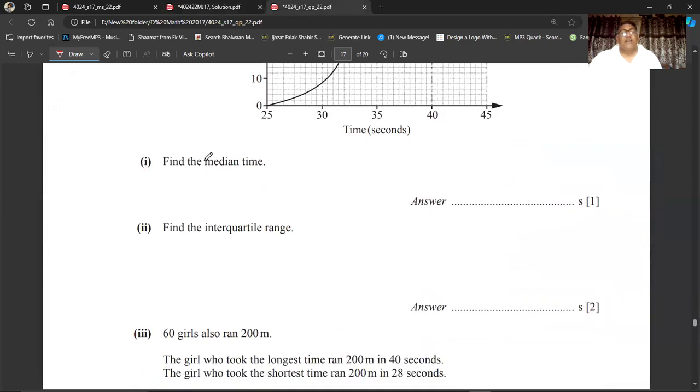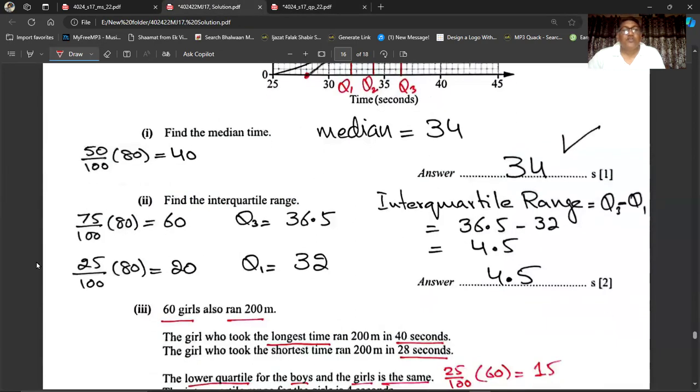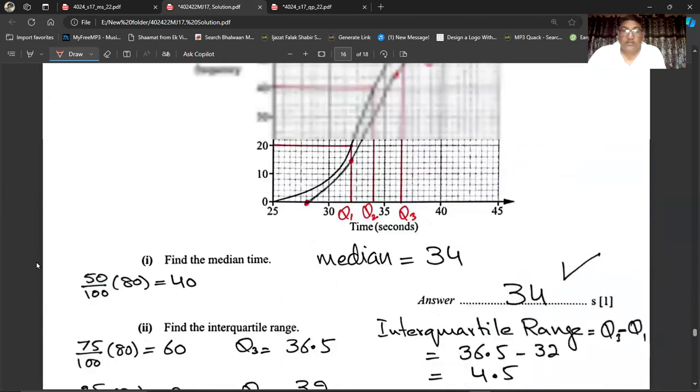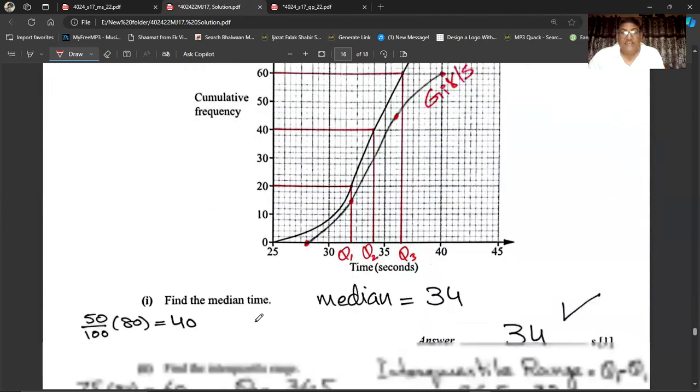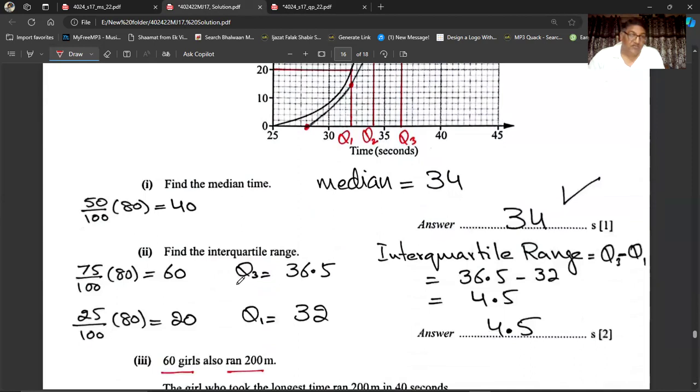Okay. Then the question is find the interquartile range. The interquartile range is Q3 minus Q1. For Q3, I will find out the 75% of the 80, and that is 60. So now on the y-axis, I will see where the 60 is. From there, I will draw this line. When you intersect the cumulative frequency curve, I will check what is the x value under that point. That is Q3, and that is 36.5. So the Q3, the third quartile, the upper quartile is 36.5.